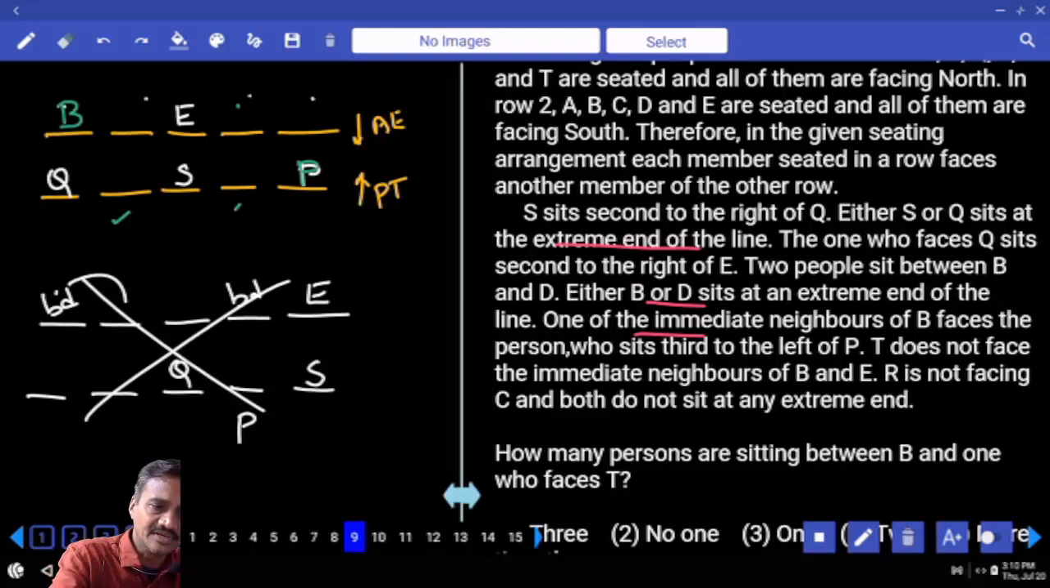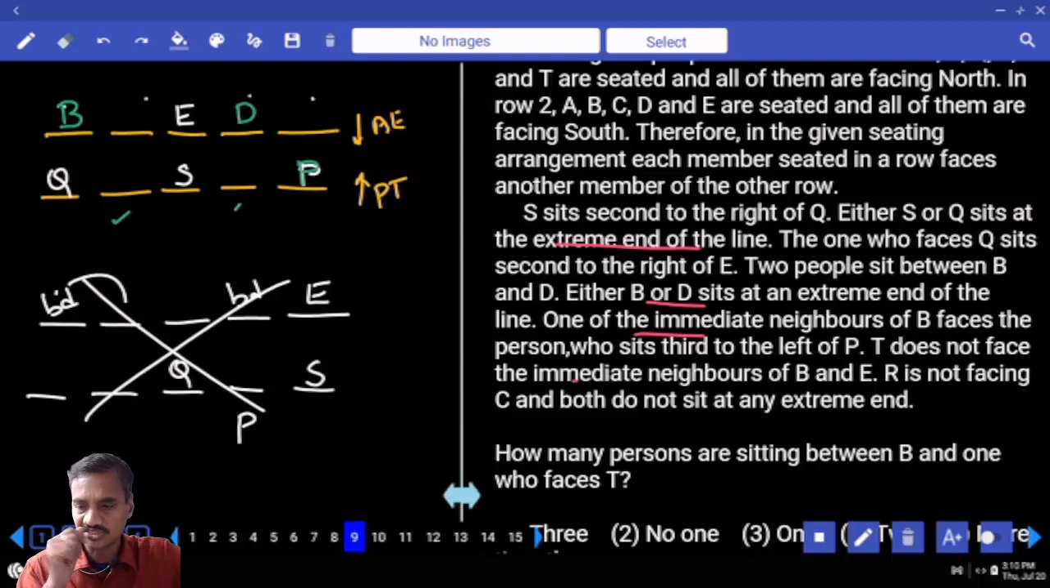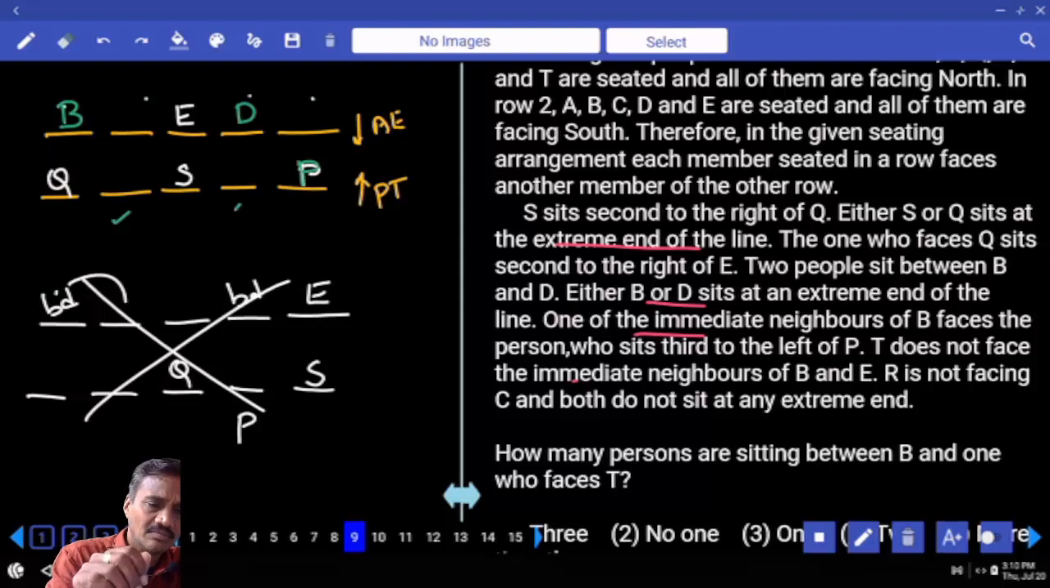In between B and D there must be exactly two people. D is here. Then T does not face the immediate neighbors of B and E. T is not facing them. Hence T cannot be here, isn't it? Hence this case is completely ruled out. Are you getting this one or not? And T is adjacent to E, one of the immediate neighbors. Hence this case is ruled out.